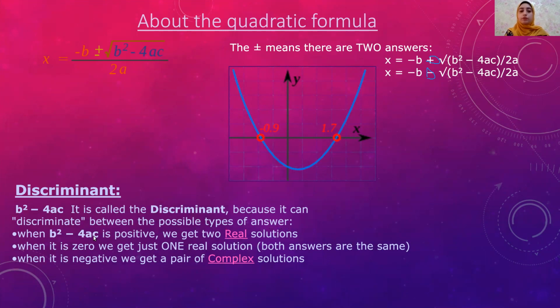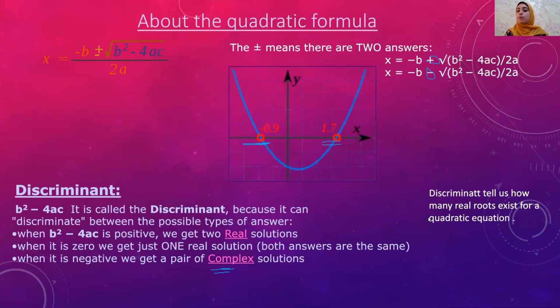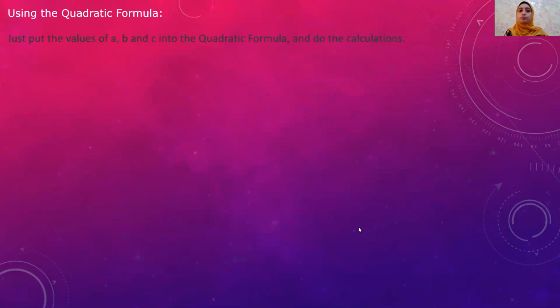First, when b squared minus 4ac is positive, we get two real solutions, as we see here, negative 0.9 and 1.7. Number two, when it's 0, we get just one real solution. Both answers are the same. Number three, when it's negative, we get a pair of complex solutions. We will discuss complex solutions in another presentation. But now you understand what the discriminant is. So the discriminant tells us how many real roots exist for a quadratic equation.